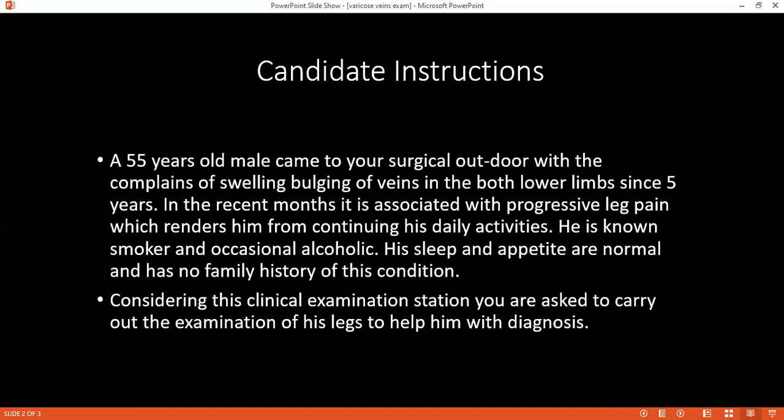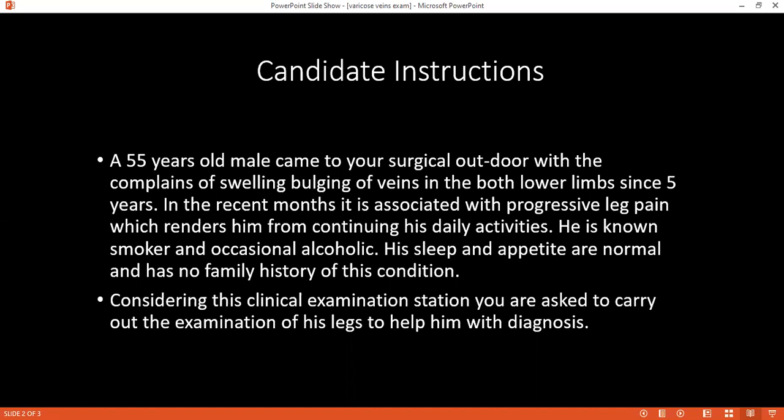What investigations would you do? I will do arterial duplex and CT angiography. And why not venous duplex? Sorry, I will do venous duplex to check the deep venous patency. And I will manage the patient by improving the quality of life, by doing minimal exercise, leg elevation, avoiding long standing, and wearing a stocking.